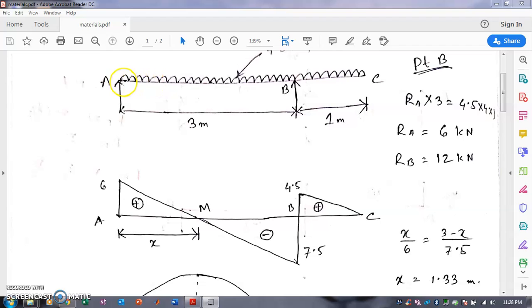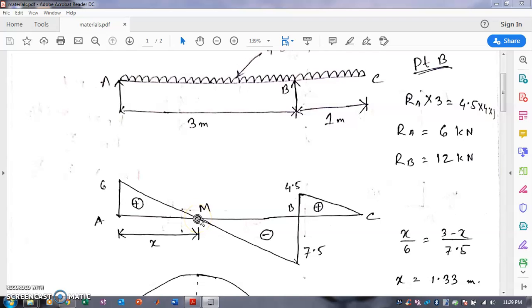Here this portion becomes positive as we consider the point X from point A and it lies between A and B. Then on the left hand side there will be RA. As the upward force on the left hand side becomes positive, this 6 kilonewton will be positive. Now the shear force diagram intersects the AB axis at point M. So at M the shear force becomes 0.